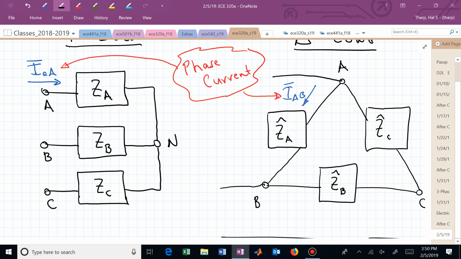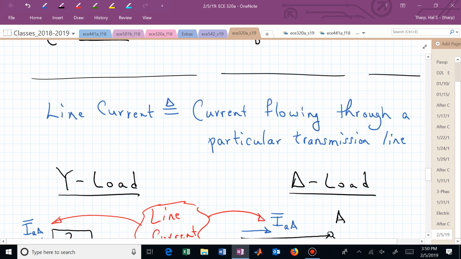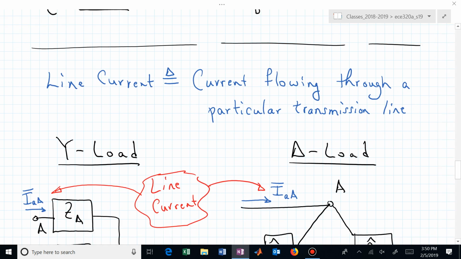And I think you can anticipate where we're going. That's the phase current. Here's the line current. Do you remember what happened with the line voltage? Did it depend on the interconnection structure? No, and the line currents don't either. The line currents are simply the currents flowing through a particular transmission line's phase. So that's the current flowing through a particular transmission line. That's the line current.